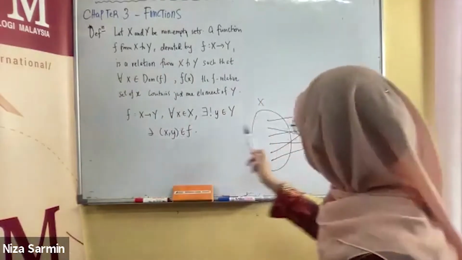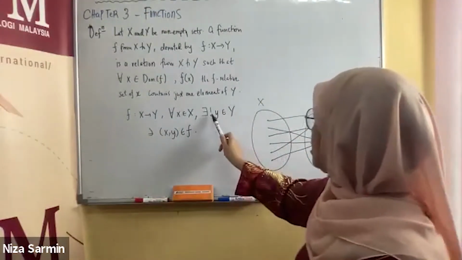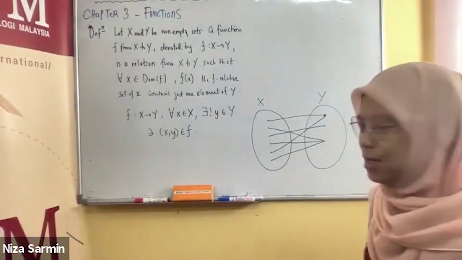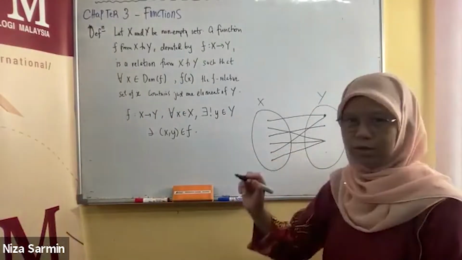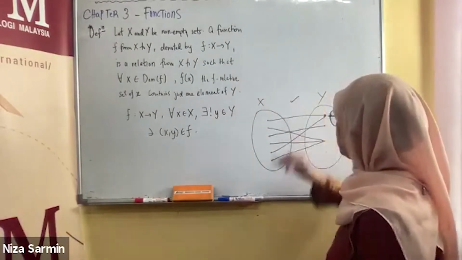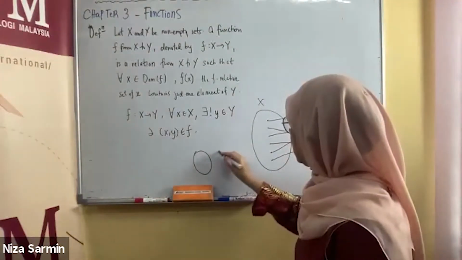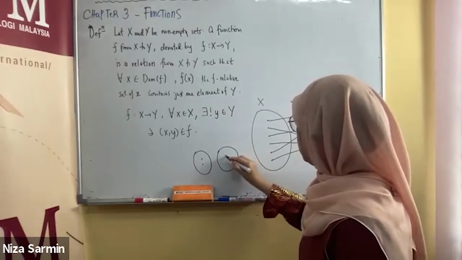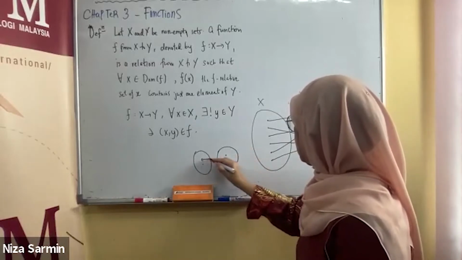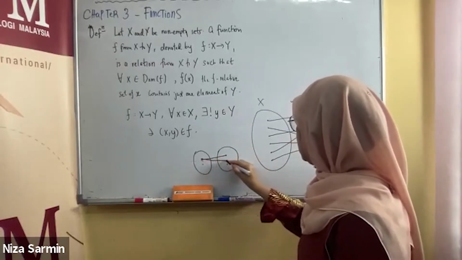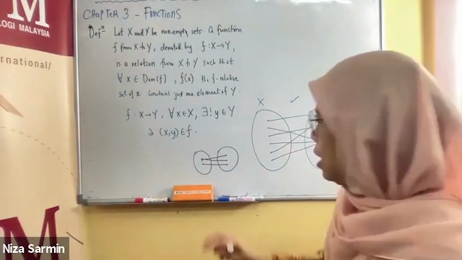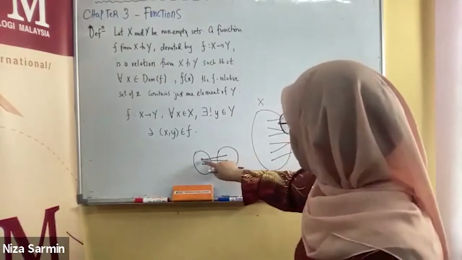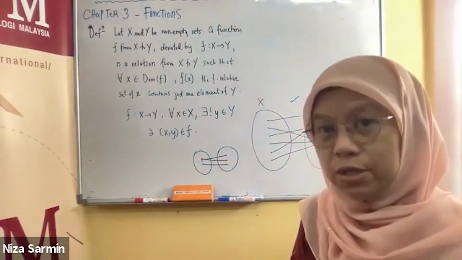For all x, yes, for all x, and there is a unique y for each one, okay? You cannot have two out. Okay, this is a function, this is okay. You cannot have it like this, then this, and then like this. This means you have two images for one x. This is not a function.